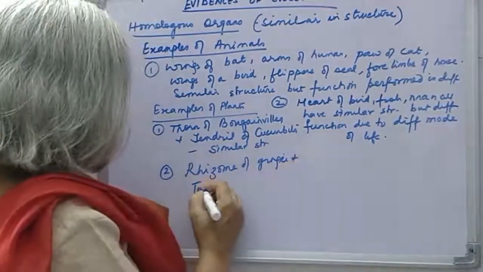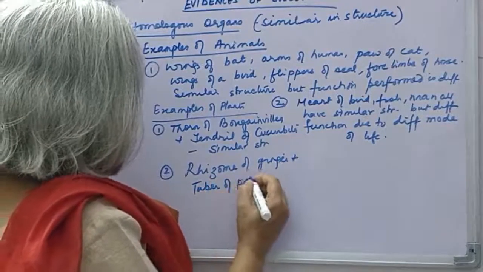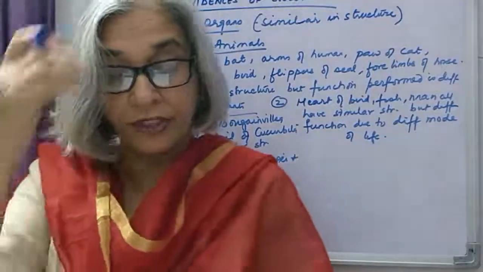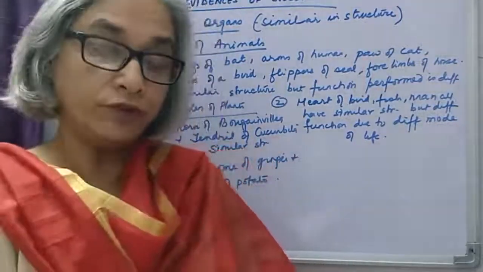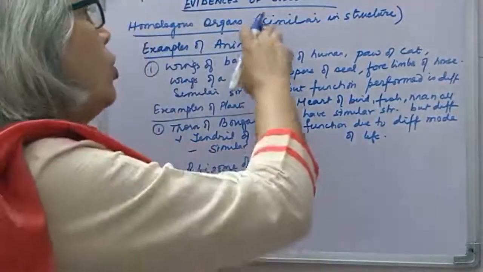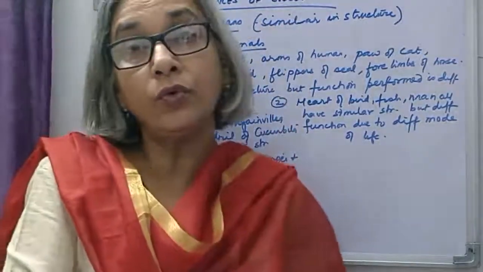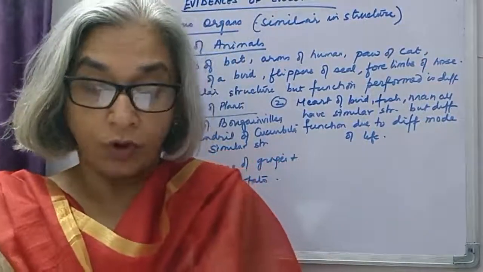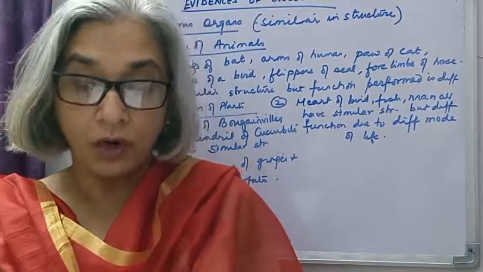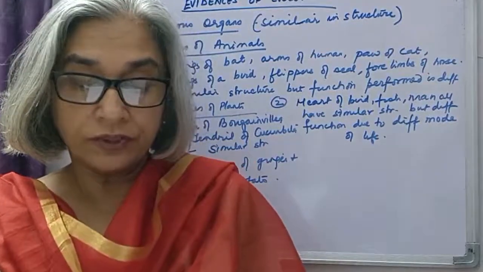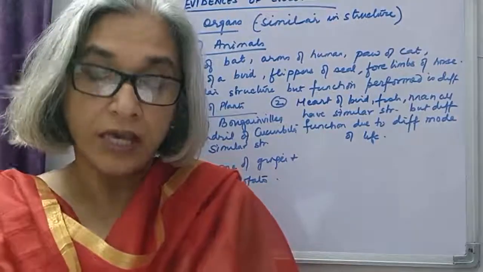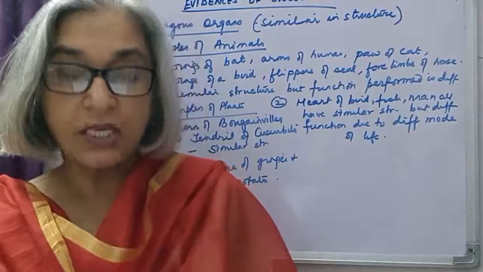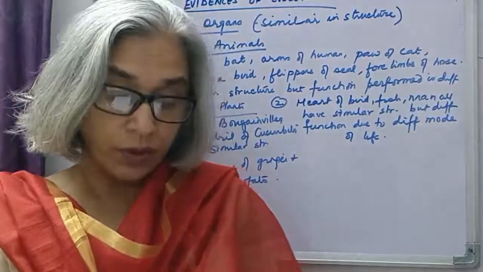and tuber of potato. They also are similar in structure but they perform different functions. They are both modifications of stem. So this was about homologous organs. Coming to analogous organs. The similarity in functions of the organs of different organisms is called analogy. Organs of some animals have similar functions but they differ in their structure, origin and development. Such organs are called analogous organs.